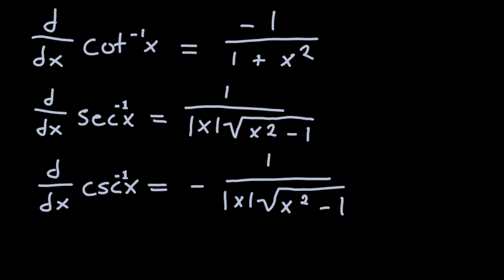So for the next three inverse derivatives, we can see cotangent of x is just a negative derivative of tangent of x. And secant and cosecant are the most complex ones. You have 1 over the absolute value of x times the square root of x squared minus 1, not 1 minus x squared. So let's do an example of this.